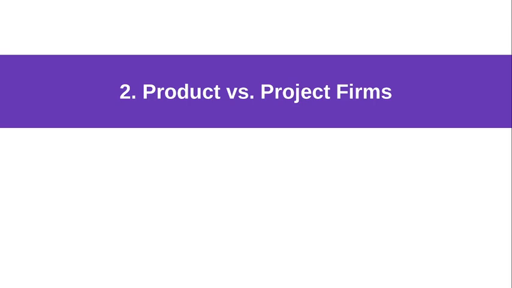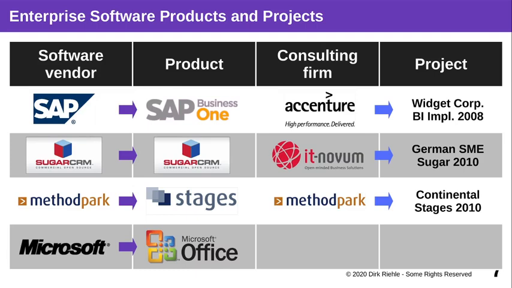So then, first, products versus projects and product firms versus project firms. We already saw that in a previous lecture, how, say, SAP needs consulting firms to put their product into action, because the product as a standardized product, as a commercial off-the-shelf software, is just too generic to satisfy the needs of a particular customer.